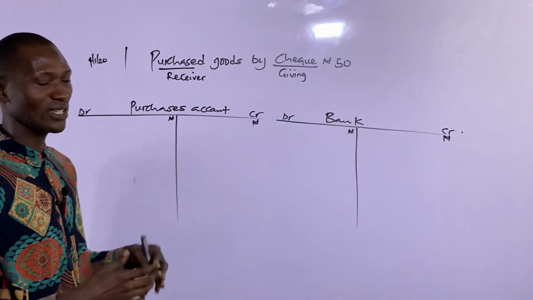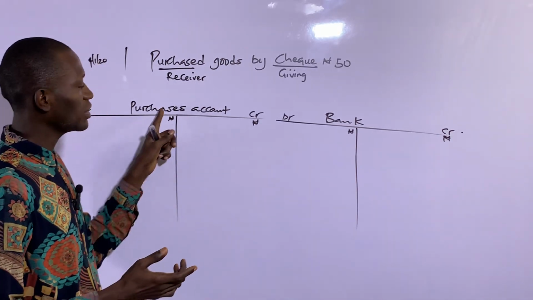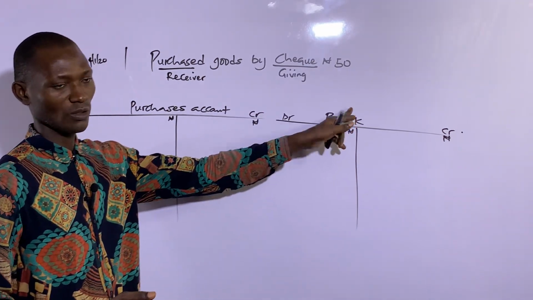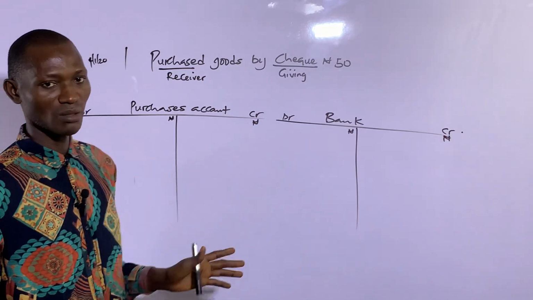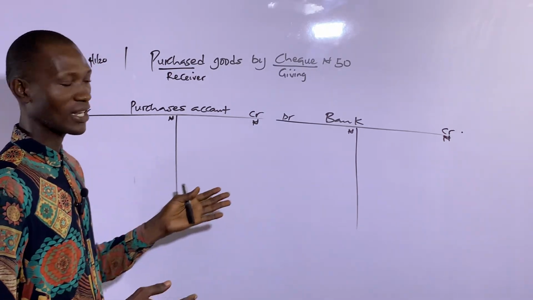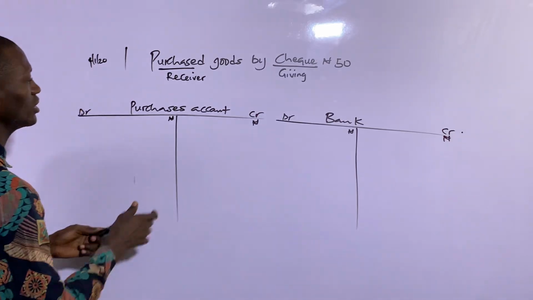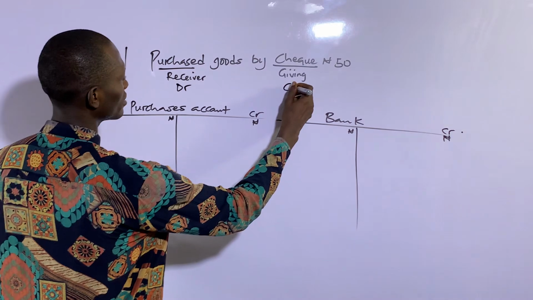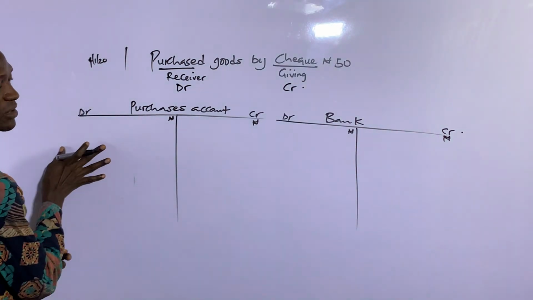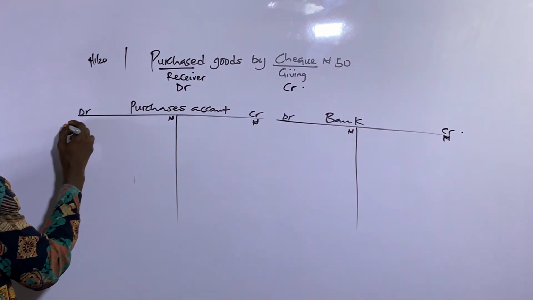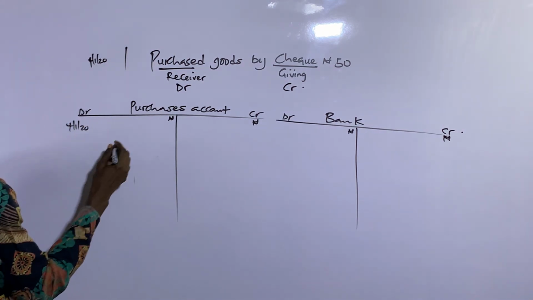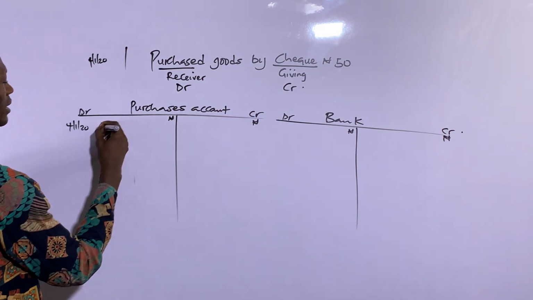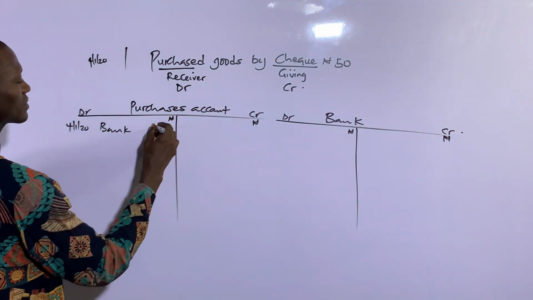If it had been purchase of equipment, it would have been the equipment account and bank account. But because the goods purchased were not mentioned, we have the purchases account and bank account. So we are going to debit purchases. This is the short form of debit, and this is the short form of credit. In debiting purchases, the date is 4/1/20. Then we have the particulars. Who is paying for the purchases? The bank. How much is that? That's 50.